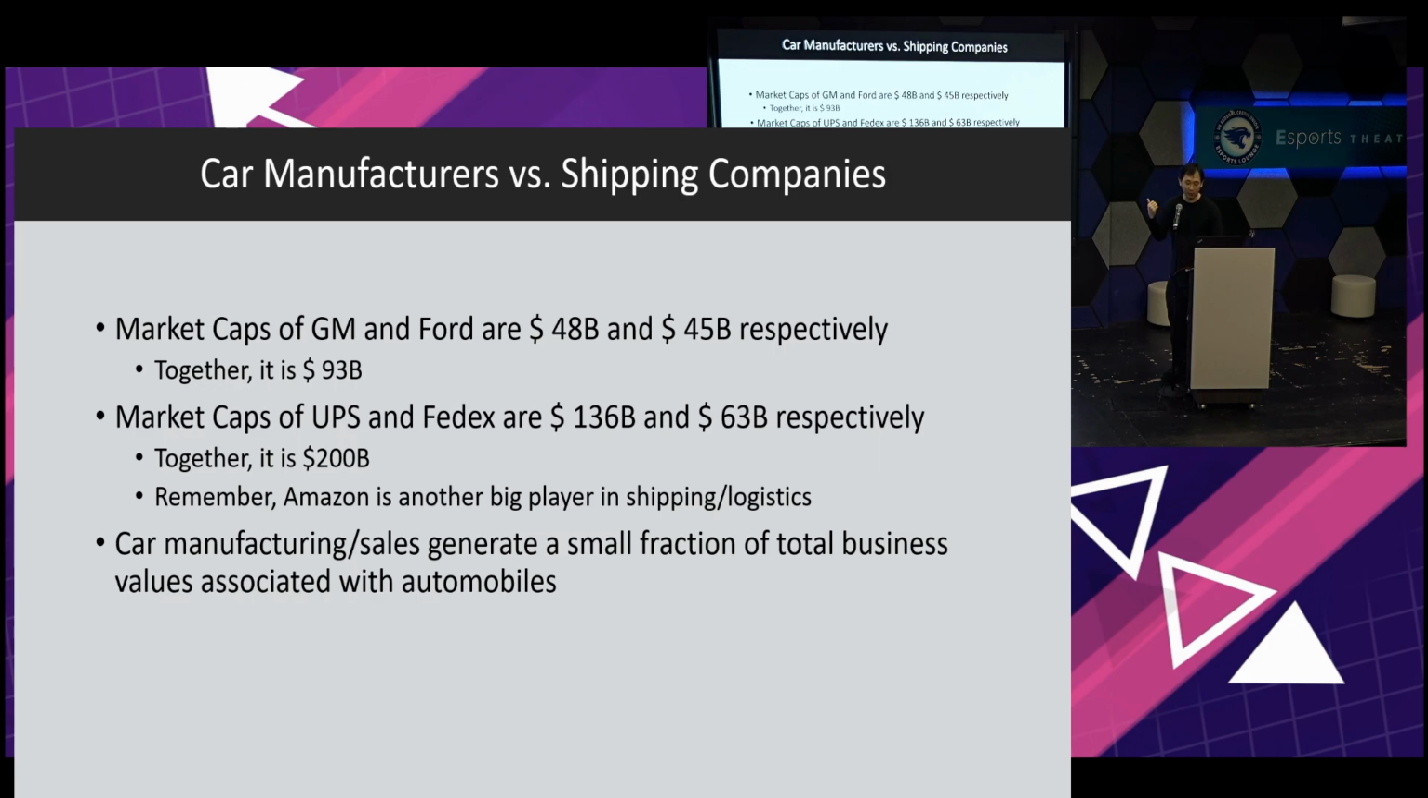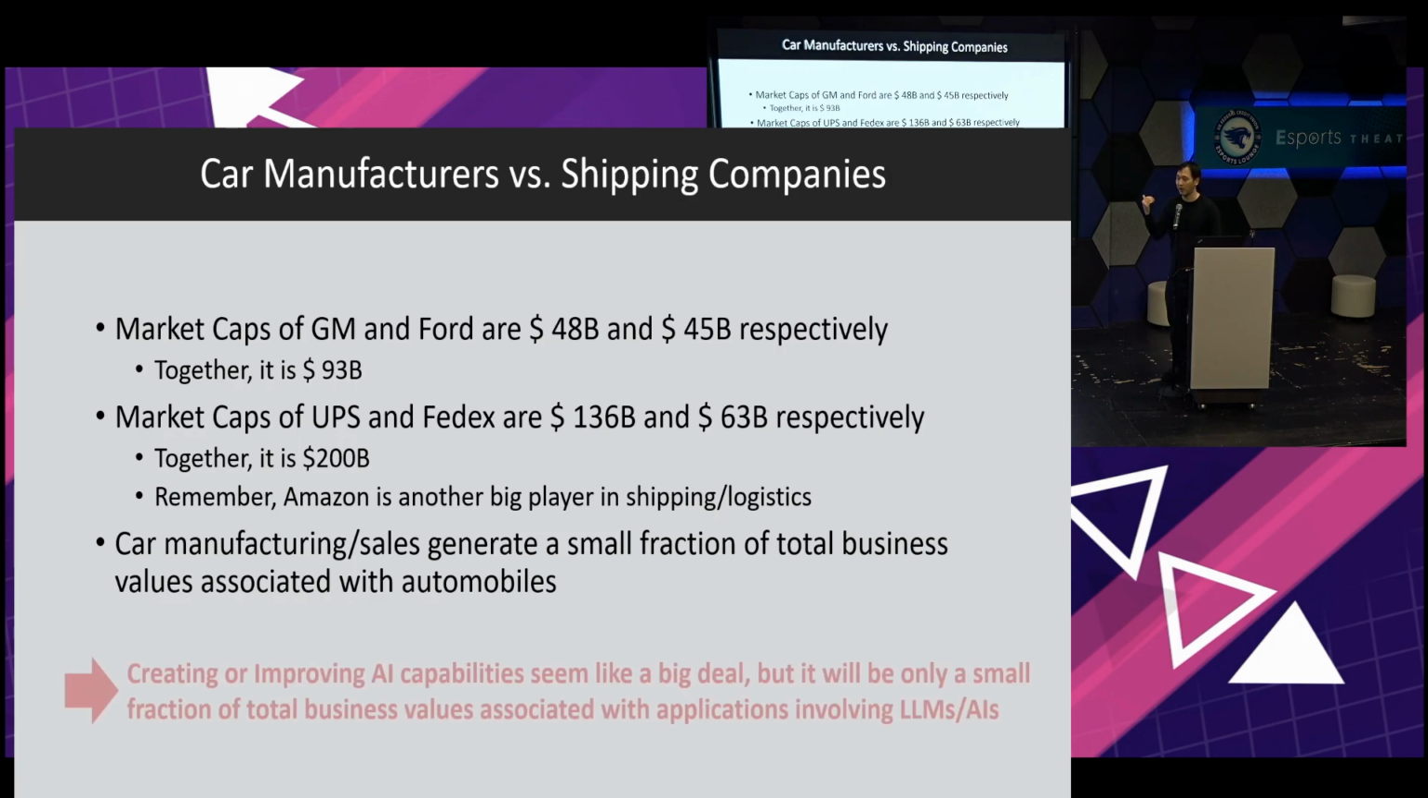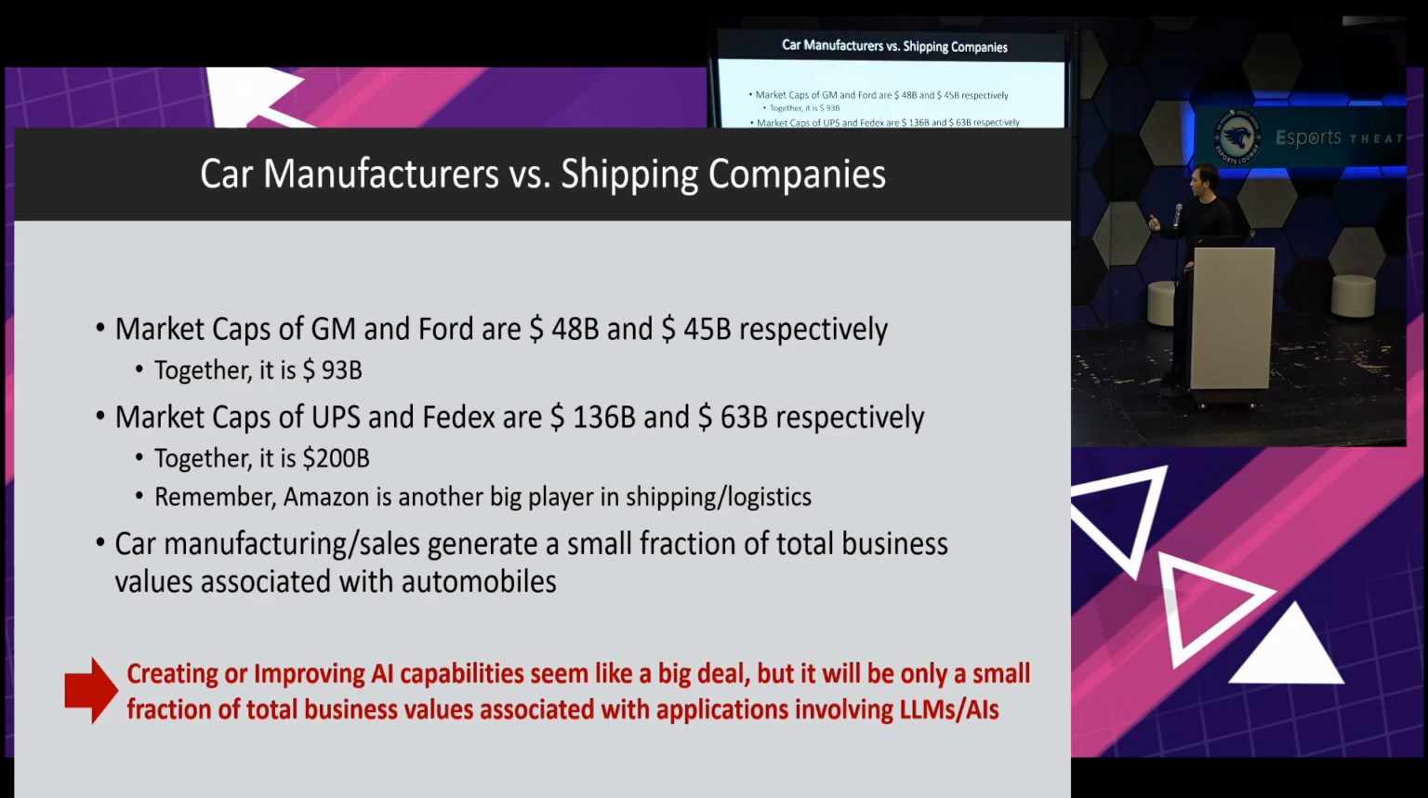Okay, then can we apply this learning to AI? Creating or improving AI capabilities seems like a big deal for now, because all the news you hear is like, oh, GPT-4 is better than GPT-3. Then you've got Gemini, and Gemini can do this, that, etc., right? It sounds like a big deal, but it will be only a small fraction of the total business value associated with applications involving LLMs and AI. So that's my message, to persuade you to join this AI field.